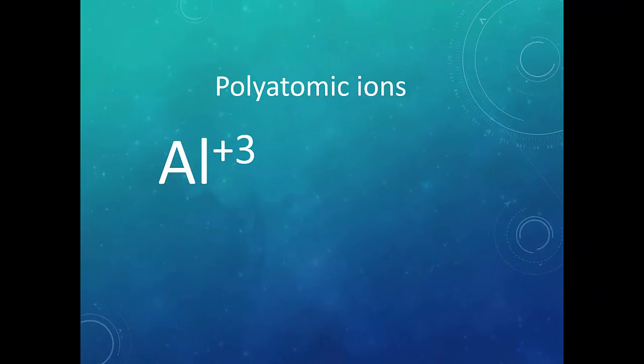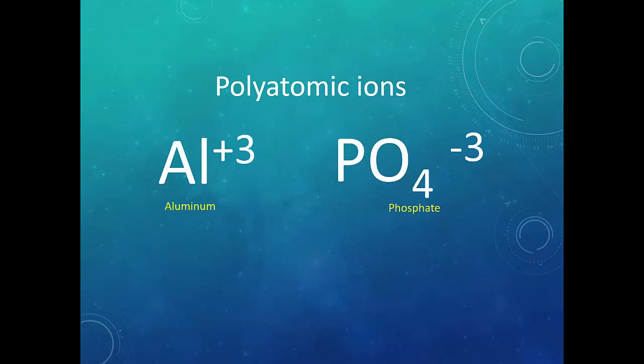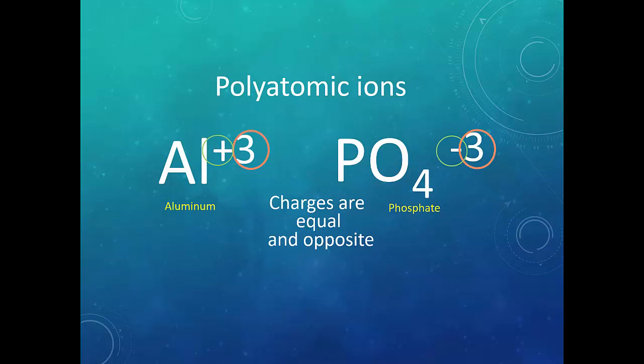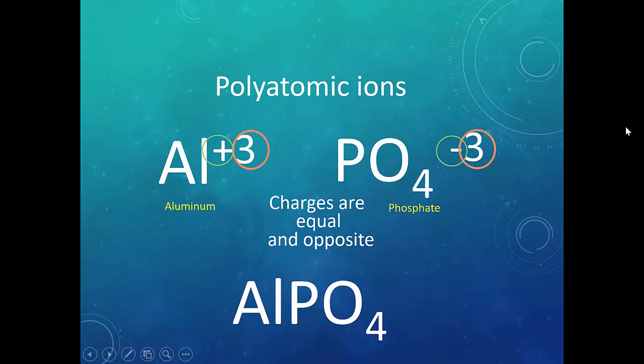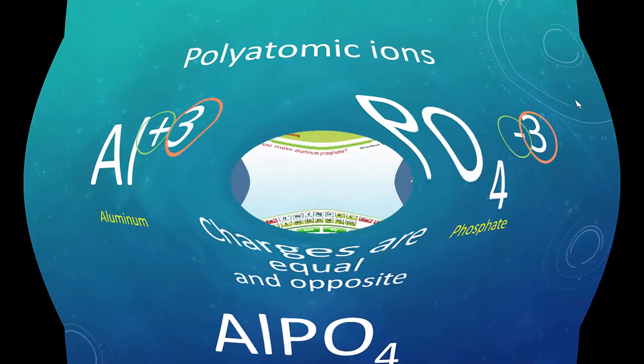Okay, last example, once again with a polyatomic ion. This time we'll be using aluminum that has a positive 3 charge and a phosphate ion that has a negative 3 charge. Don't be alarmed by how complicated phosphate looks. You should just notice that the charges are both equal, both of them 3, and they're opposite. One is positive, one is negative. So all I need to do to write the formula is just drop the charges and plop the elements together.